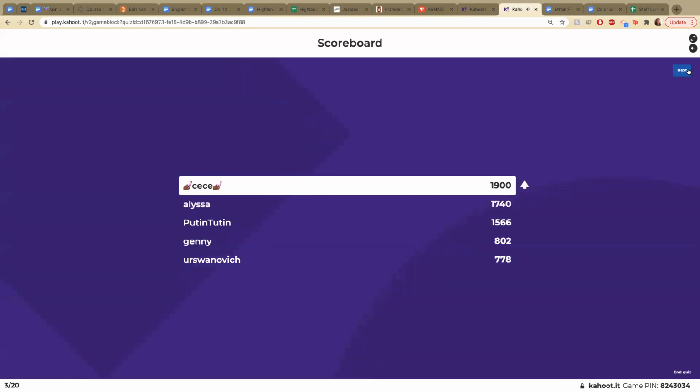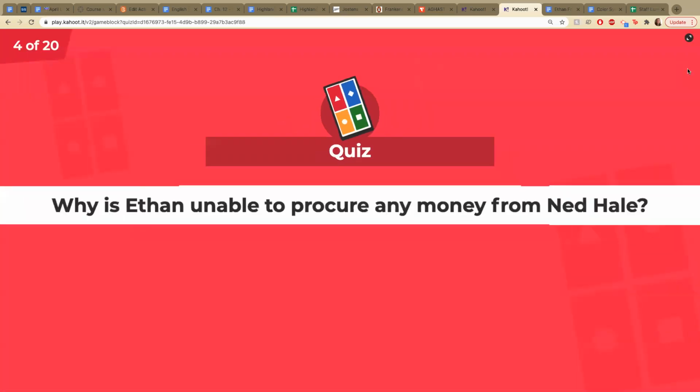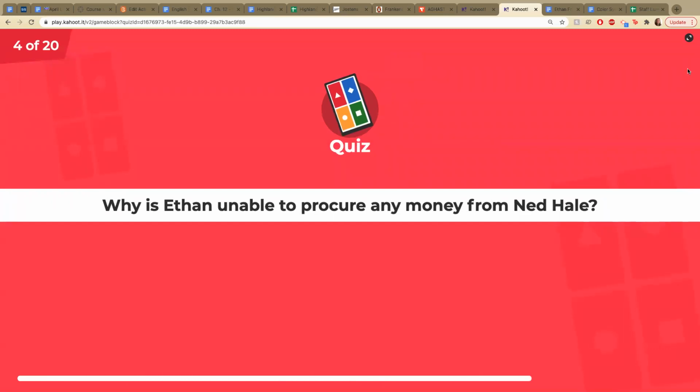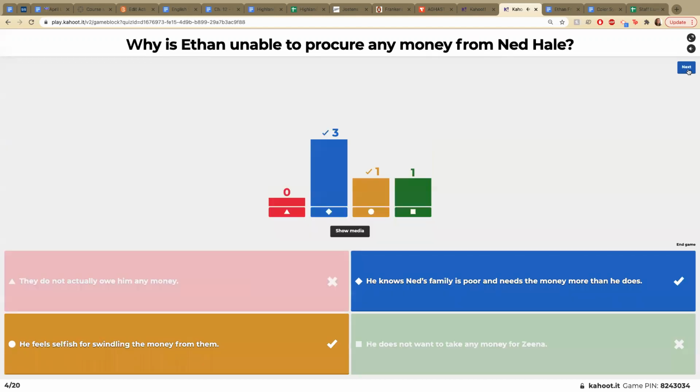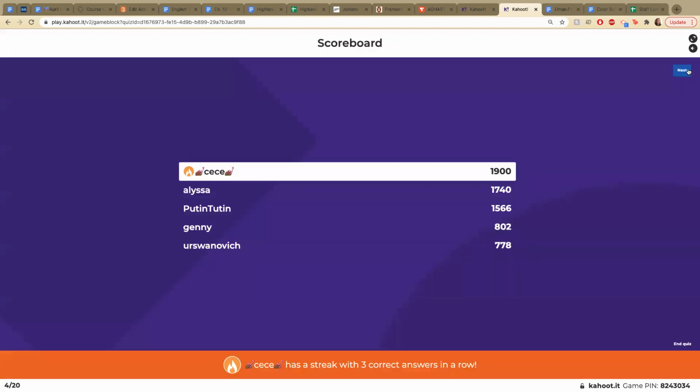Ooh. Cece pulled ahead. Why is Ethan unable to procure any money from Ned Hale? They don't actually owe him any money. He knows Ned's family is poor and needs the money. He feels selfish for swindling them out of it, or he does not want to take any money for Xena. Good. I think either one of those answers works. He feels bad swindling the money from them because they're nice, honest people, but also they're very poor and need the money.